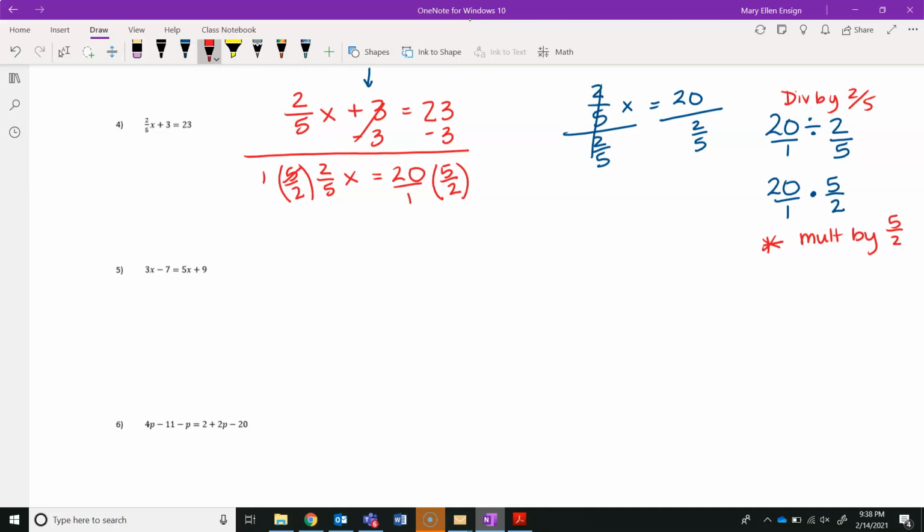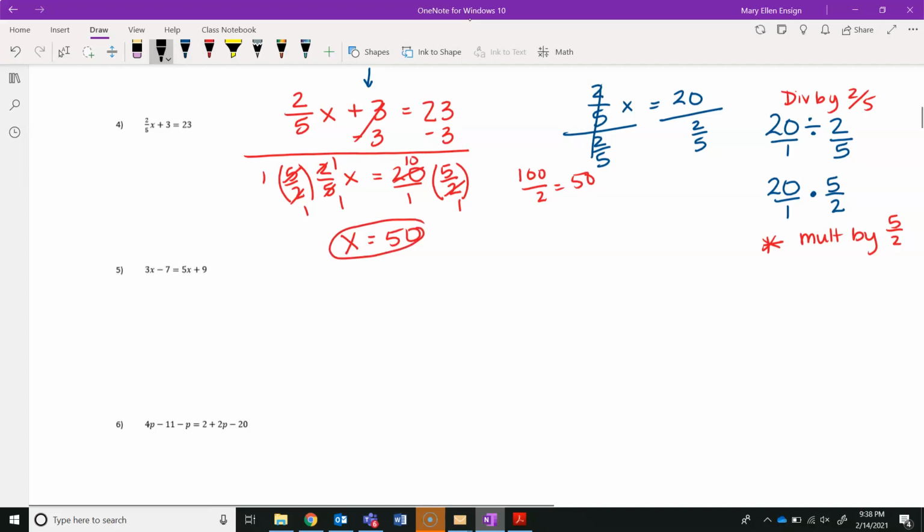So 5 goes into 5 once, 2 goes into 2 once. Those all end up being 1s, or you could think of it as 10 over 10. So I just have x. Here, two things I can do. 20 times 5 is 100, and 100 divided by 2 is 50. Or I could say 2 goes into 2 once, 2 goes into 20 10 times. 10 times 5 is 50.